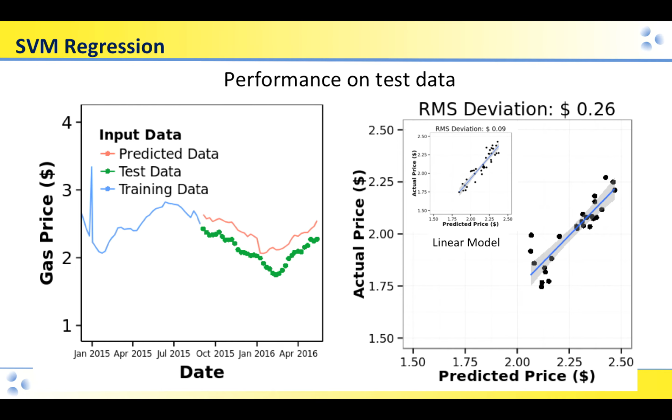However, when I look at how the model performs on the future data that the model didn't see at all, it does a really terrible job. The RMS deviation is about 26 cents compared to the linear RMS deviation of about 9 cents. And you can see that the model has a giant offset from the actual data itself, which are in green. Those are the actual gas prices. And I tried tuning the hyperparameters for the SVM regression, but was unable to get the model to do any better than this. So this is not an improvement over the linear model.